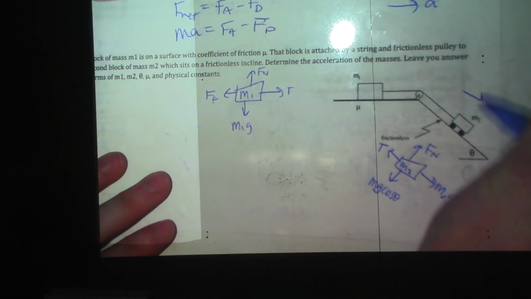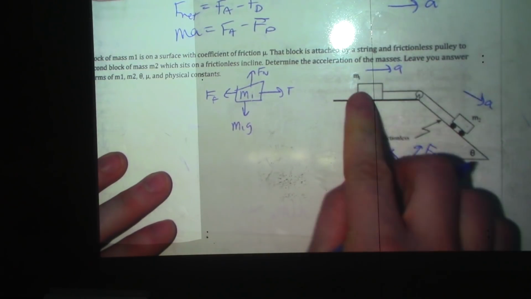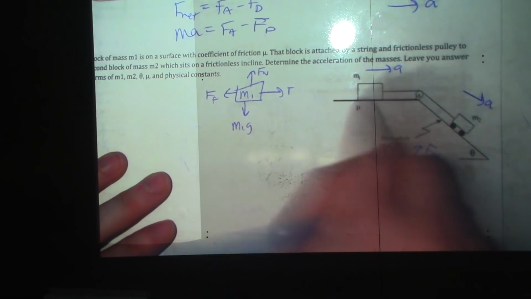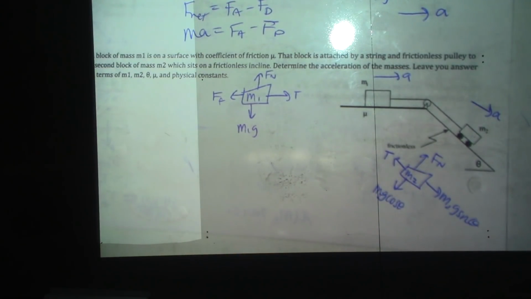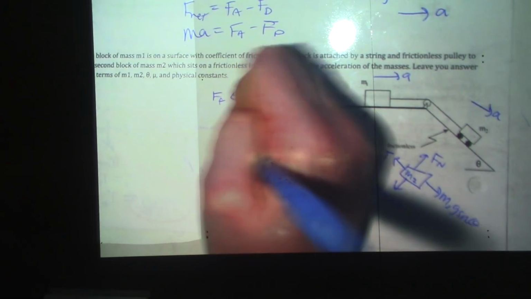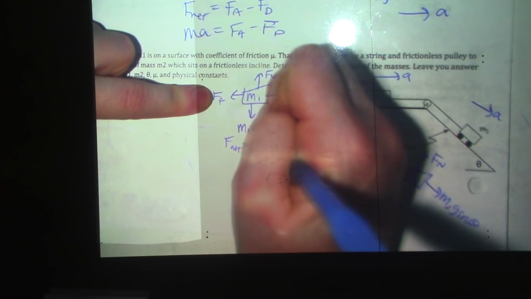This is for sure going to accelerate like this because your friction force is not going to be so big that it causes you to go the other way. Friction is always against motion. And now we're finding the accelerations. We're going to write our net force equation. Here, net force is just T minus force of friction.